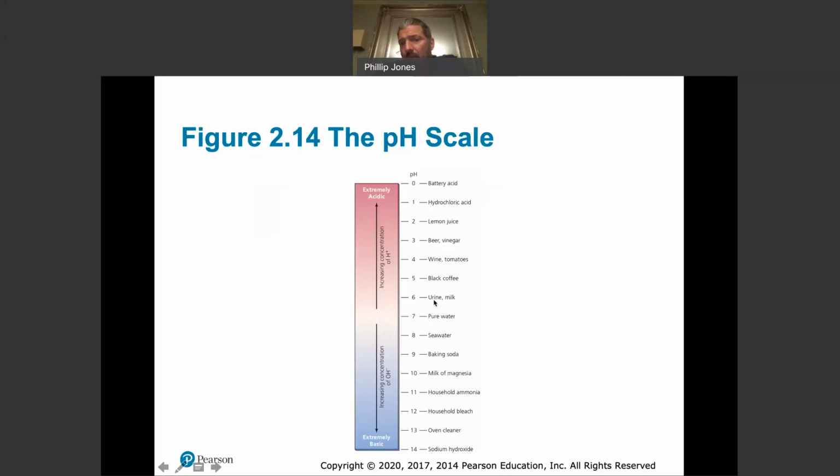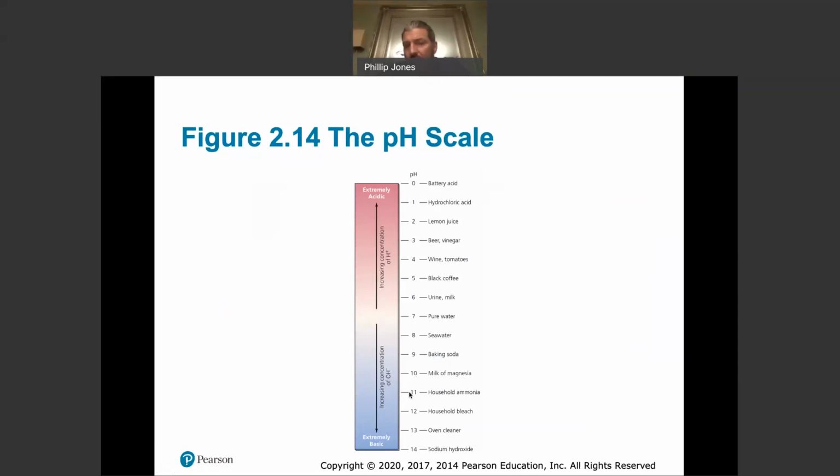Urine is slightly acidic. Milk, pure water is 7, so that has an equal number of hydrogen and hydroxy. Anything above 7 on the pH scale is going to be slightly alkaline or basic. So seawater, baking soda, this is your bicarbonate, sodium bicarbonate. If anything is acidic, put some baking soda in it. It will raise the pH and make it slightly more basic or alkaline.